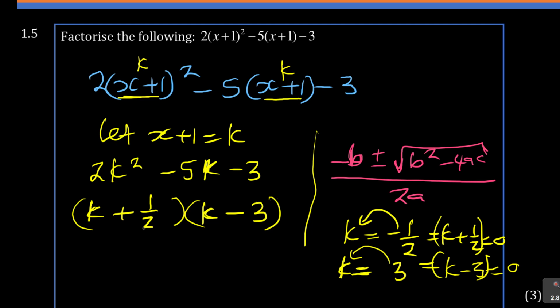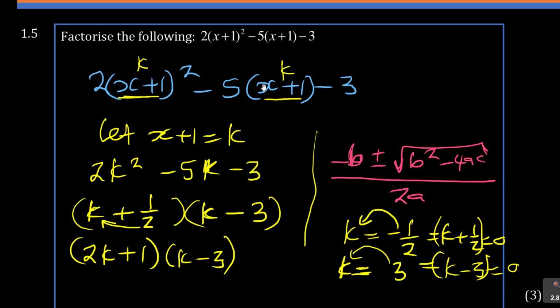Then I told you what to do with that half. It goes and multiplies there. It becomes what? 2k plus 1. Don't worry about the top, just multiply with the k there. And then after that, you have k minus 3. You have factorized it.